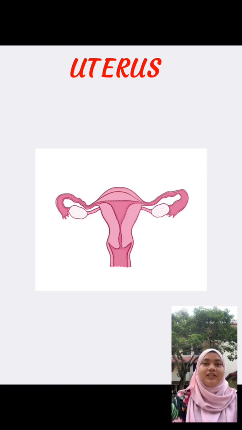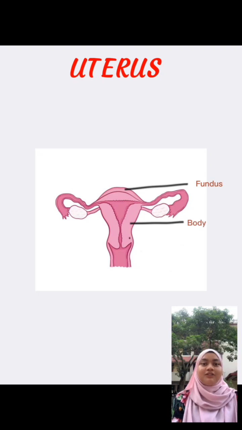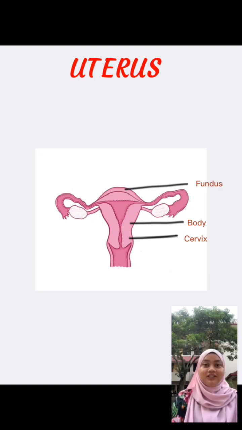Next, the uterus. The uterus is a hollow, muscular, and pear-shaped organ located posterior and superior to the urinary bladder. The uterus is composed of the fundus, body, and cervix. It is connected to the two fallopian tubes at its superior end and to the vagina at its inferior end. The uterus is also known as the womb as it surrounds and supports the developing fetus during pregnancy.